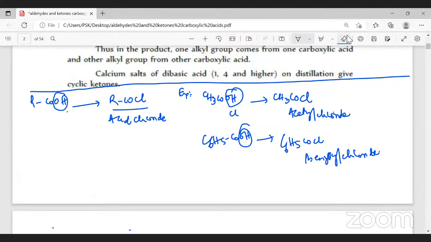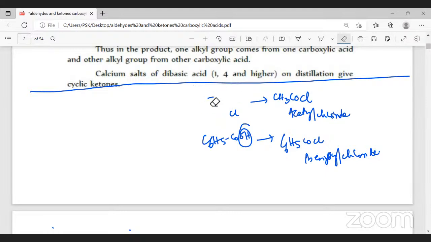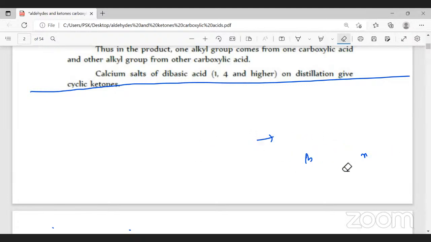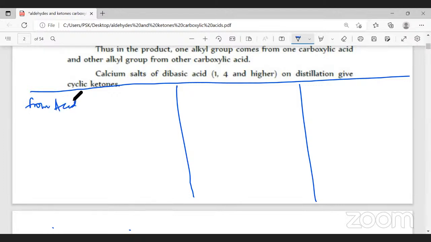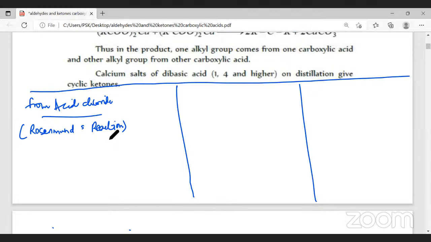So now the third method is from acid chlorides. We are learning to prepare aldehydes and ketones from acid chlorides. We learned what an acid chloride is. Now, this reaction is named Rosenmund's reaction. All the name reactions we are learning in this chapter are important. Now, what is this Rosenmund's reaction?